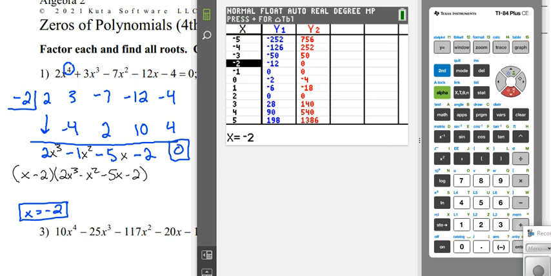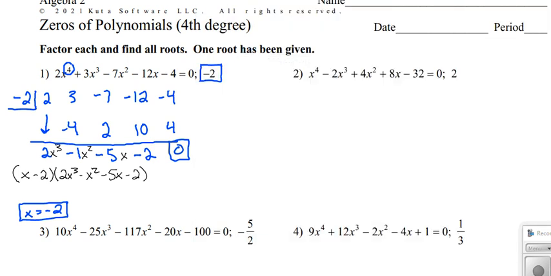Okay, we're looking at the y1 numbers, the blue numbers over here, and we're looking for a time when they're equal to 0. And you see 2 of them. You see x equals -1, and x equals 2. So we actually found 2 of them just now. x equals -1 and x equals 2 are 2 more of the zeros.